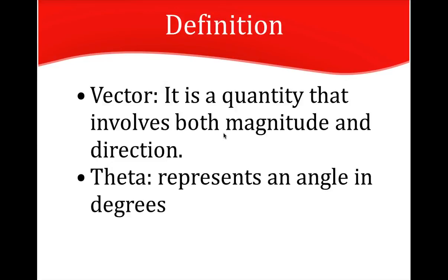Definitions. Vector is the quantity that involves both magnitude and direction. Theta represents an angle in degrees.